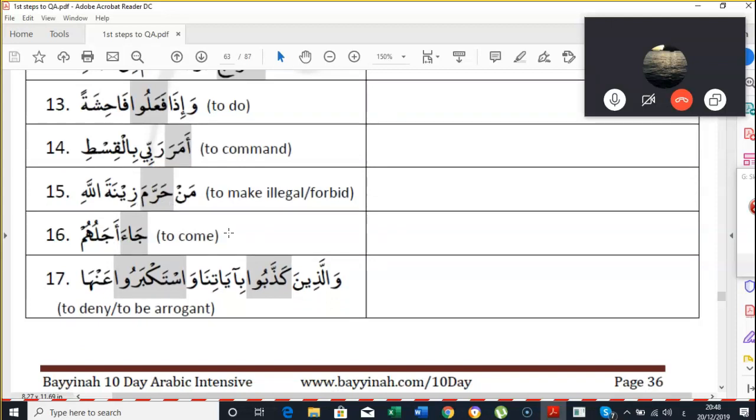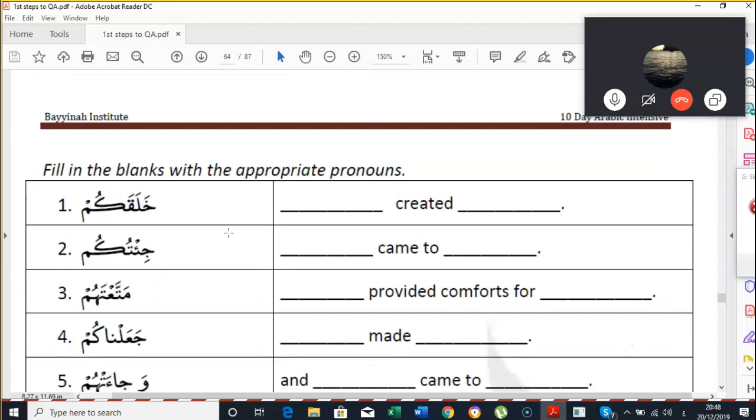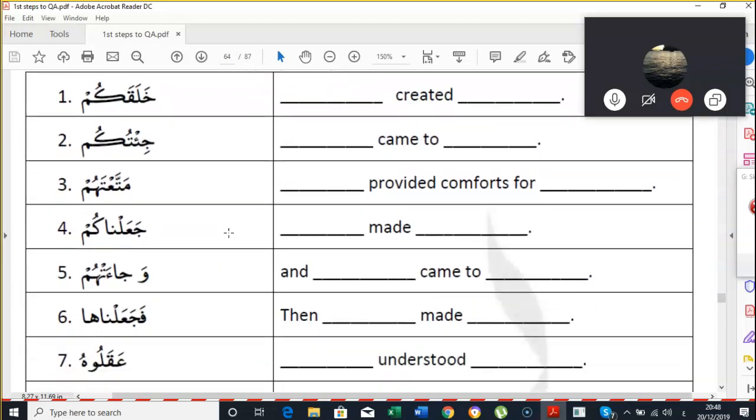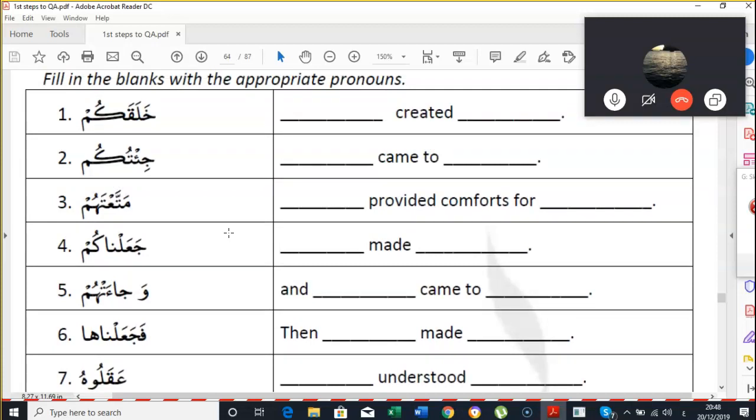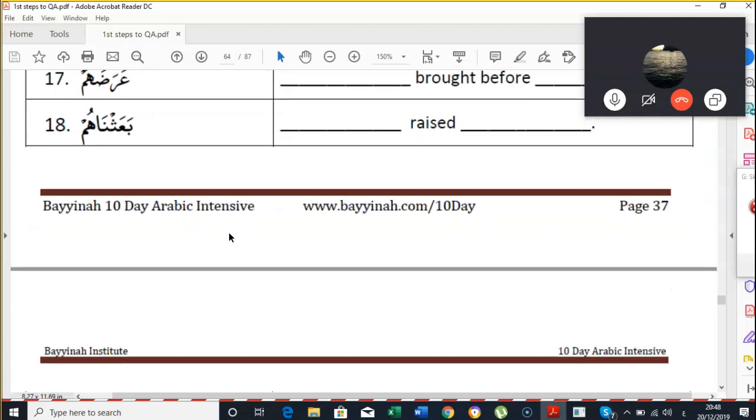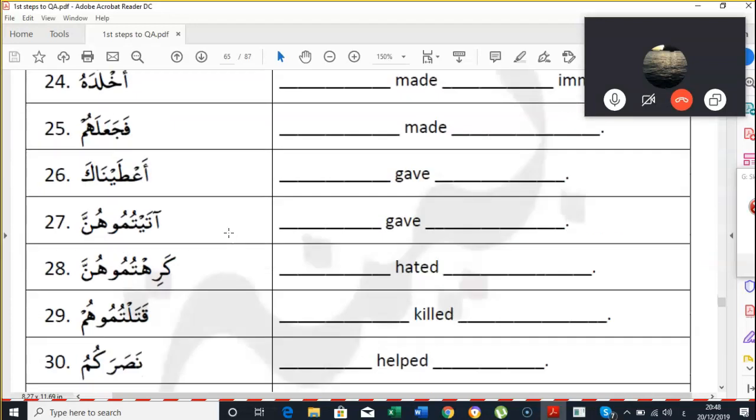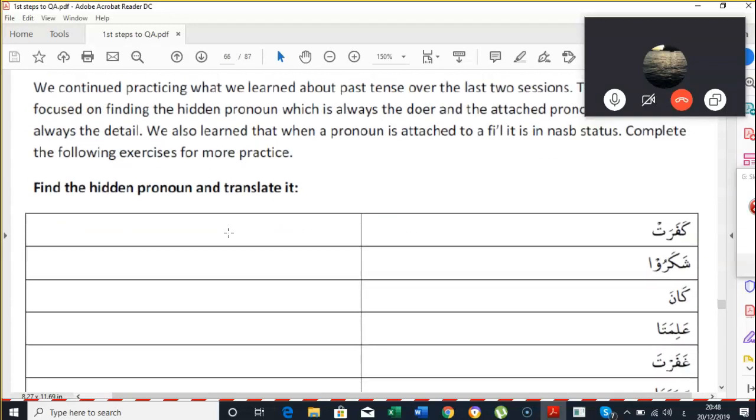Okay. أمر ربي بالقسط. أمر. He commanded. Very good. حرم. He made haram, he made illegal, he forbade. جاء. He came. Yeah. Okay, that's fine. He made baby. Okay, the rest you guys should be fine with, inshallah.